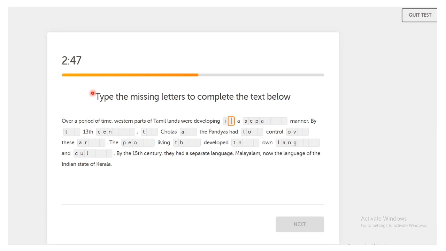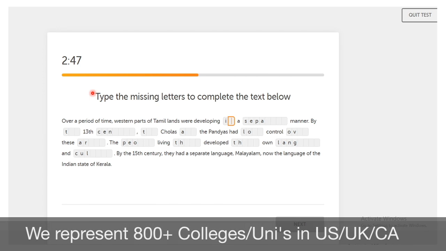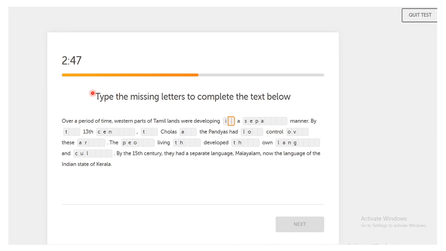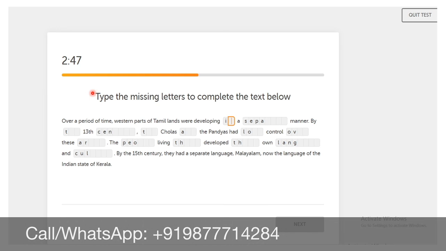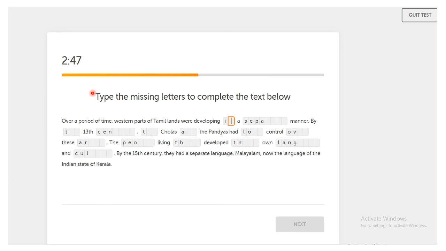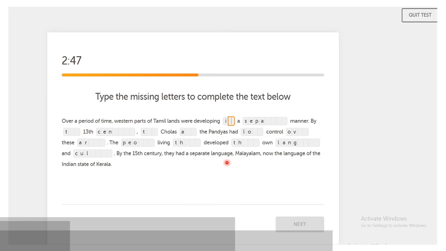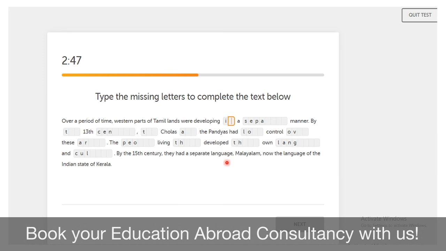So, number one, you need to understand what the question is talking about. What is the topic in the question? Here it's talking about the Tamil lands. That's what we can make out from the first sentence. So, you can read the first sentence and the last sentence, and you will get a certain amount of idea about what the particular paragraph or question is talking about.